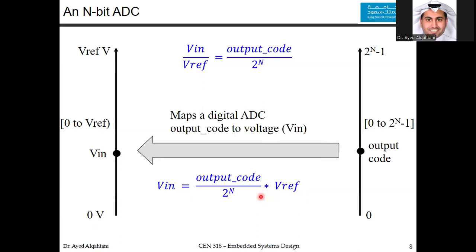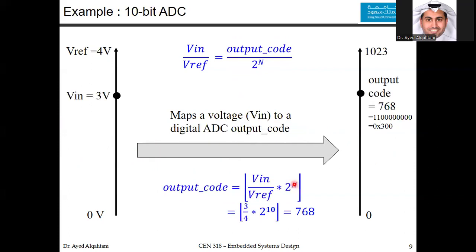Now, for the opposite direction, if you want to convert from digital to analog, that's the DAC, then you are interested in finding the value Vn. The Vn will be equal to the output code divided by 2 to the power of n, multiplied by Vref. Let's have examples to understand this better.